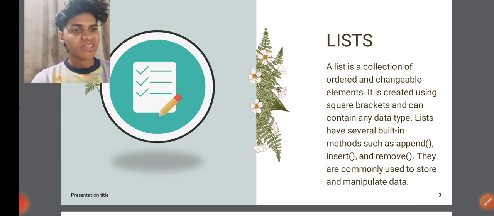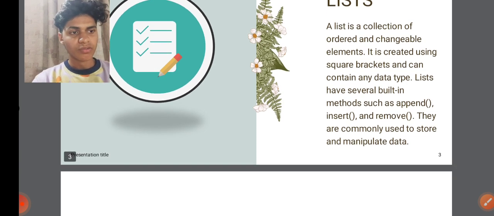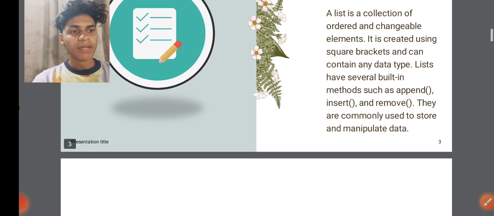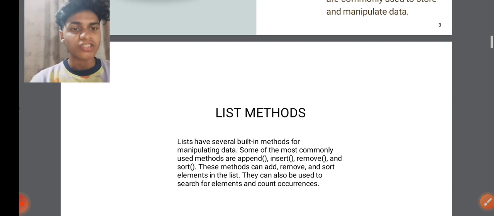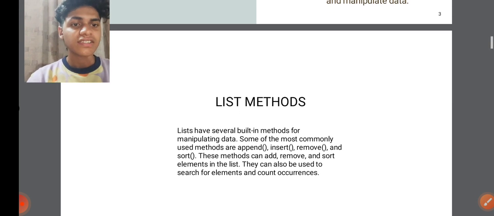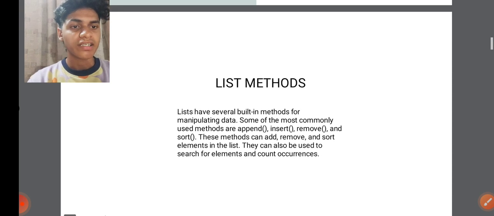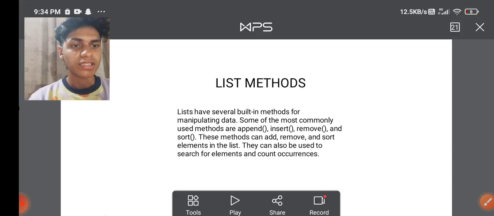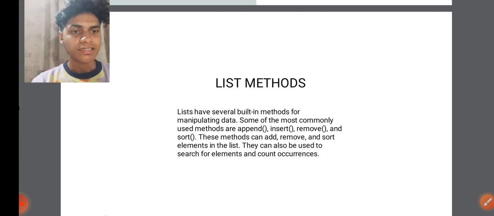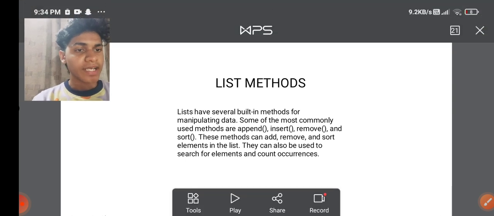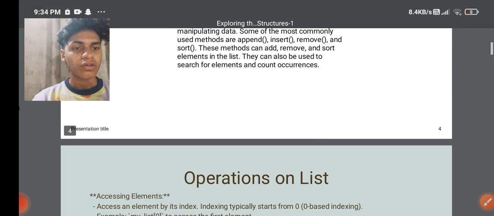Lists have several built-in methods such as append, insert and remove. They are commonly used to store and manipulate data. Now let us try to understand some methods of the list. List has several built-in methods for manipulating data. Some of the most commonly used methods are append, insert, remove and sort. These methods can add, remove or sort elements in a list. They can also be used to search for elements and count occurrences.